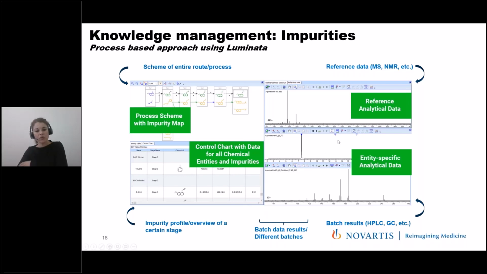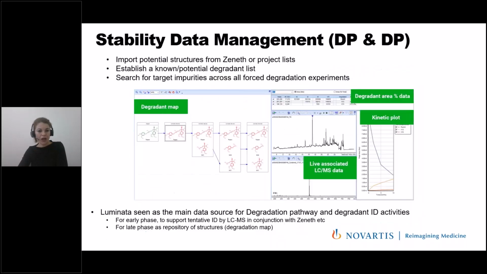And on the right side, you can see that we get all the analytical data, like the reference analytical data, the HPLC of that specific batch, or the NMR of that specific compound. So we're able to capture at the same time the information regarding the reference, the specific batch, and, most important, how this connects to the different synthetic steps and where this was observed.